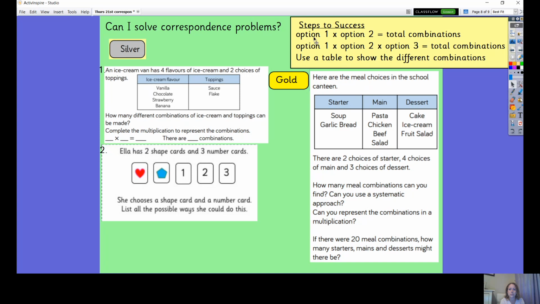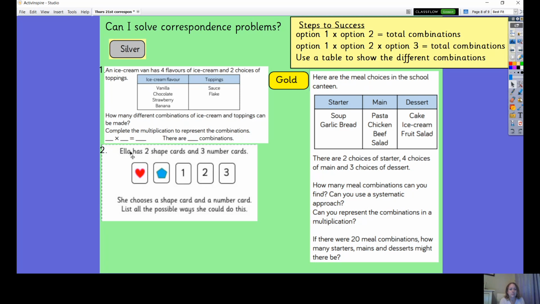So if we're following this option, it should be 4 times 2 will give you the total number of combinations that you can have. So write them all out. So you'd write vanilla with the sauce and with the flake, chocolate with the sauce and with the flake, and so on and so on. And then see if you can work out how many combinations there are and what little rule you are going to do. Okay, so it might be, well, I'm not going to tell you actually, because otherwise that's just telling you all the answers. Don't be too kind.